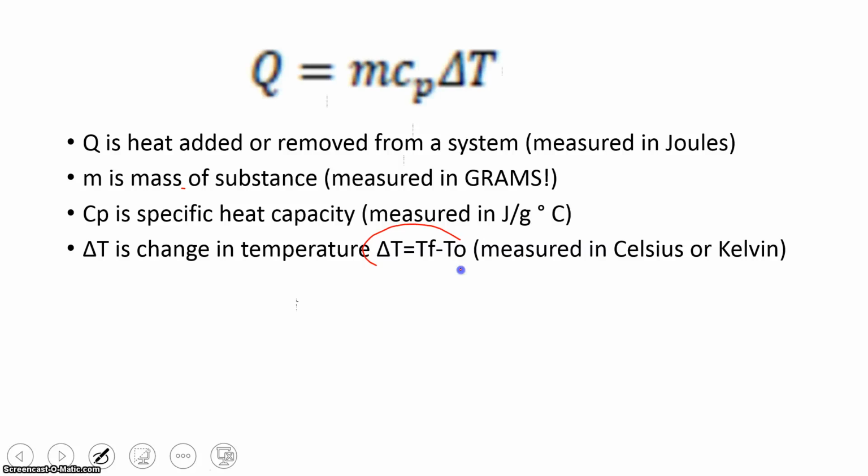Remember, delta is always T final minus T original. It's always final minus original. And that can be measured in Celsius or Kelvin. So I'll give you a second to get all this down.